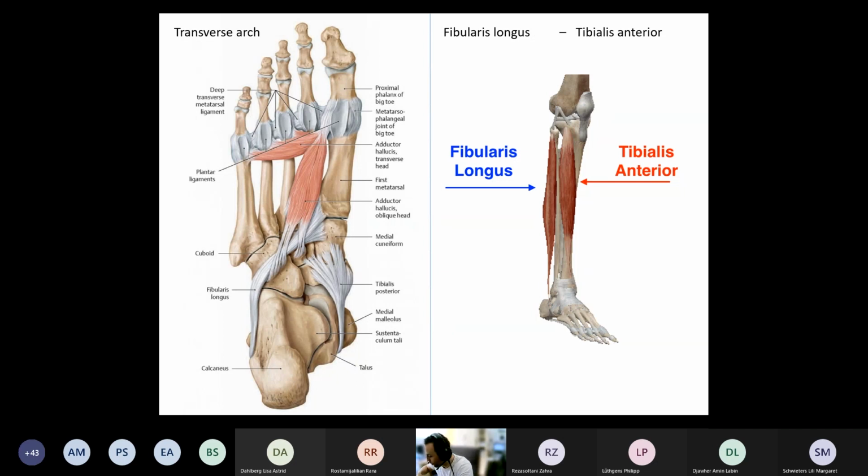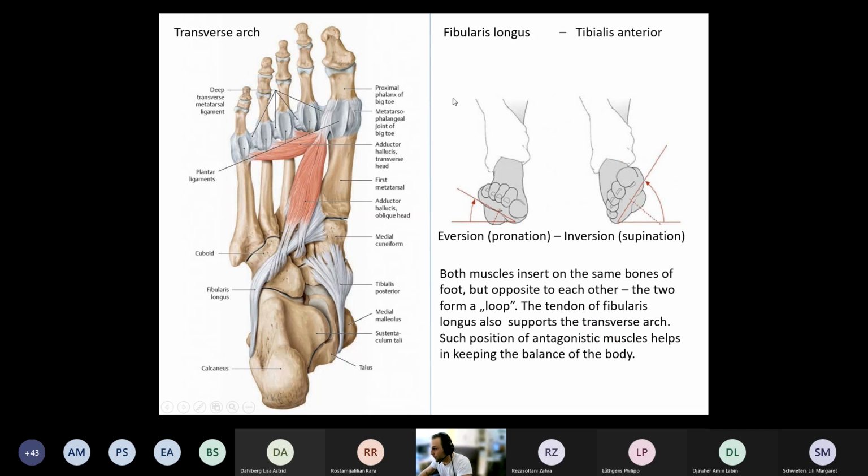These will have obviously antagonistic function to one another. So the fibularis longus is doing the pronation movement and the tibialis anterior is doing the supination movement of the foot. But as they work against one another in the movements, they are also helping to keep the balance and supporting the proximal part of the transverse arch. So this is what you can see here. Pronation made by the fibularis longus and supination made by the tibialis anterior muscles. So they are forming this tendon loop.